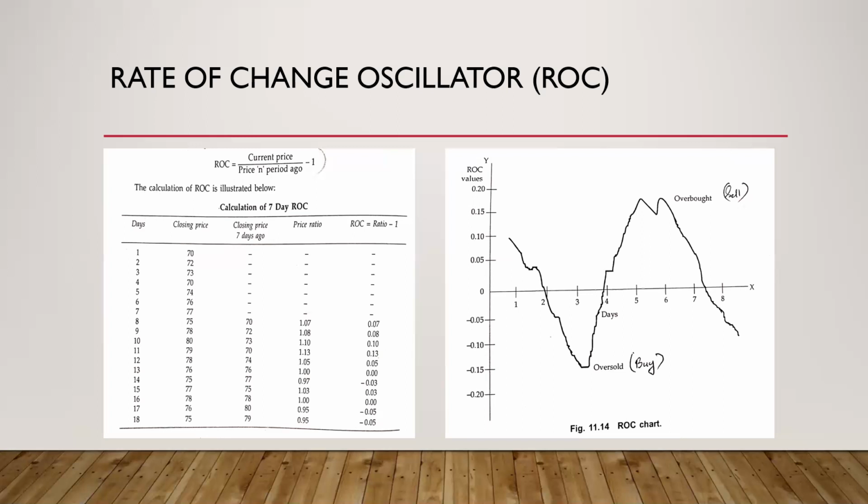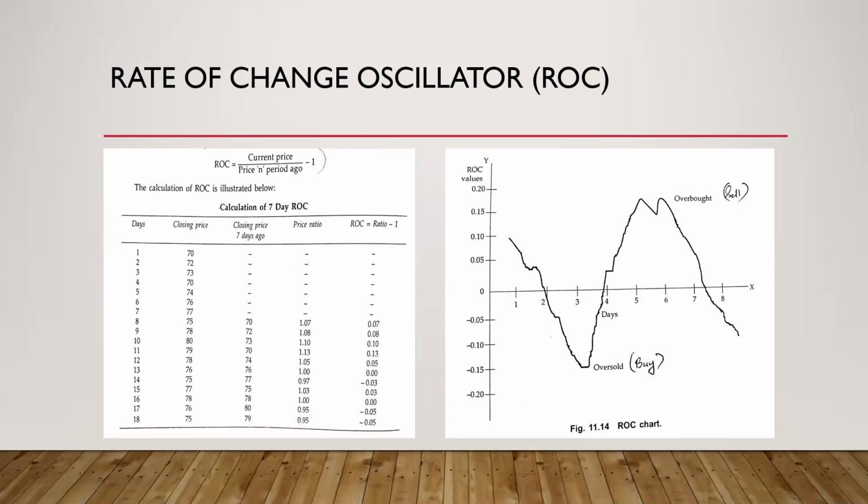Now when the line goes from above the zero line to below the zero line, it is showing a trend reversal. It means the price is now going to fall. So it is best for you to sell the securities at this point. And when the line is moving from below the zero line to above the zero line, again it means there's a trend reversal and prices are going to increase. So it's best for you to buy at this point of time. So likewise, the ROC chart is used to make a decision on whether to buy or sell the securities.